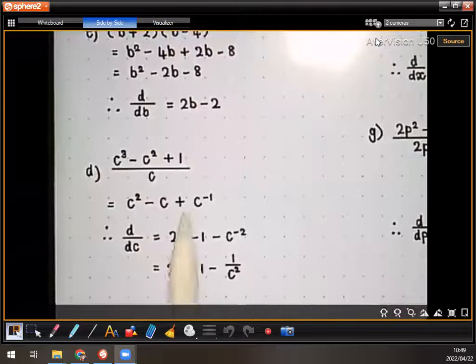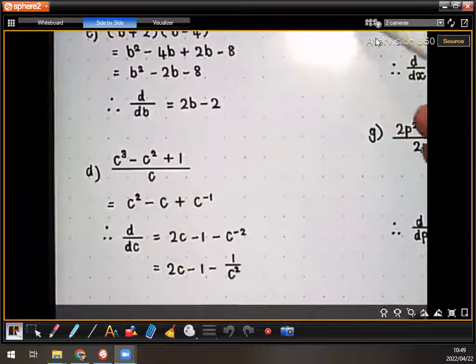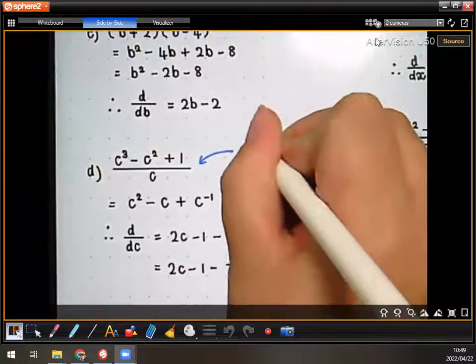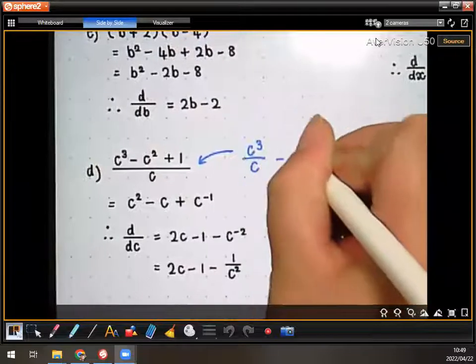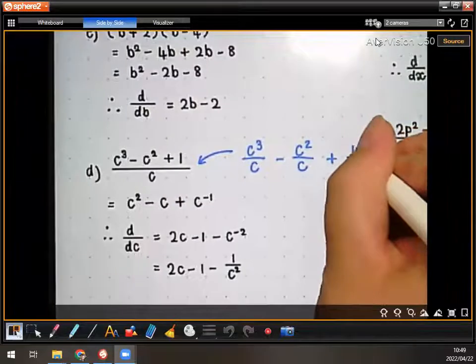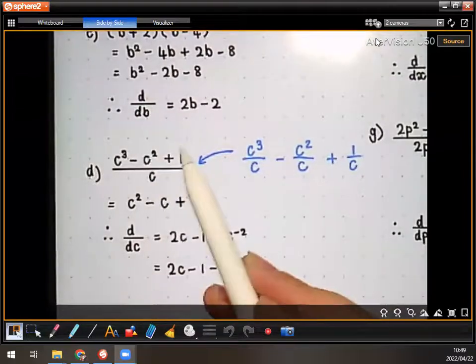Now for D, you have to split the fraction up. I didn't show that as a separate step, but you could have if you wanted to. So if you wanted to say c cubed over c minus c squared over c plus 1 over c, that's fine. It's like an in-between. And then you simplify each term from there.